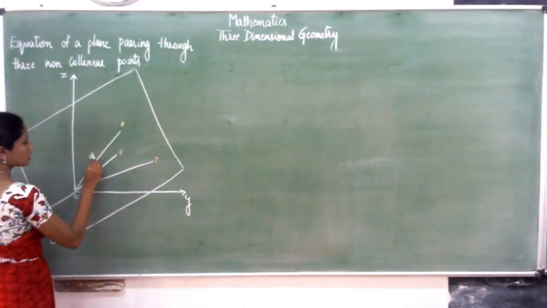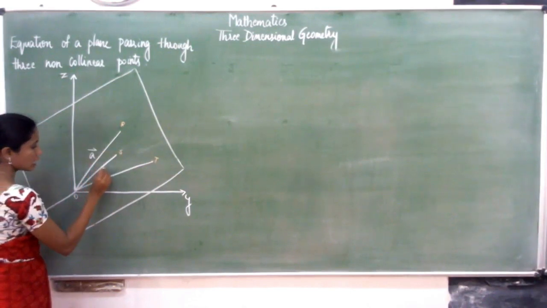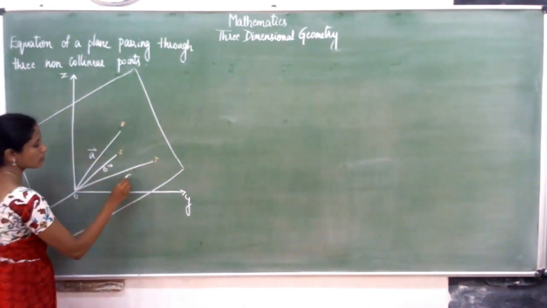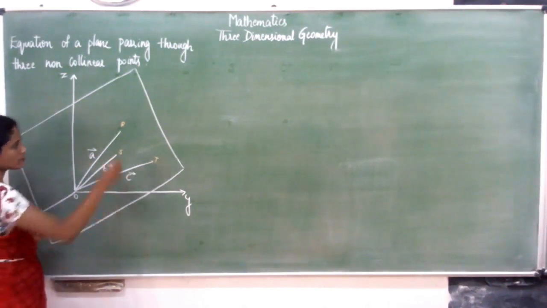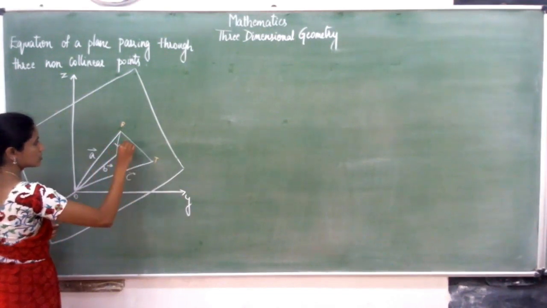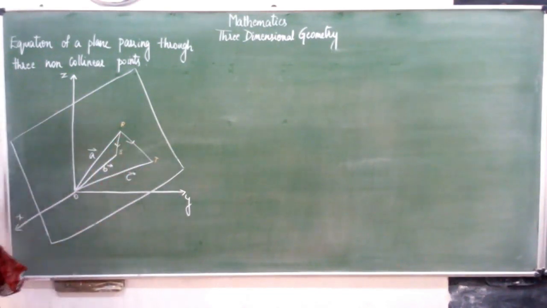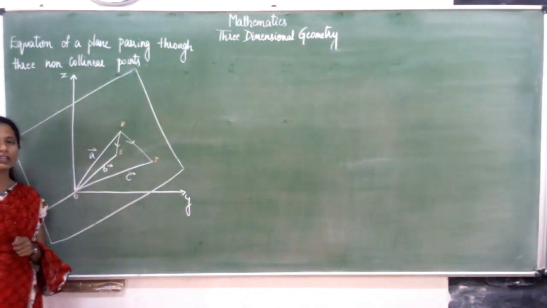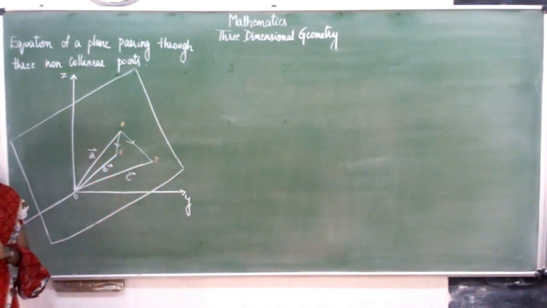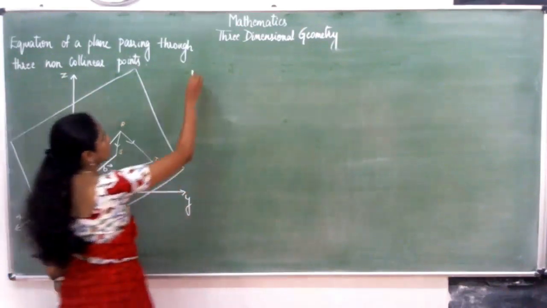Let the position vector of the point R be A and position vector of the point S be B and the position vector of the point T be C. And from this you can see you have 2 vectors given in the plane, that is vector RS and vector RT. Let us first write this data.